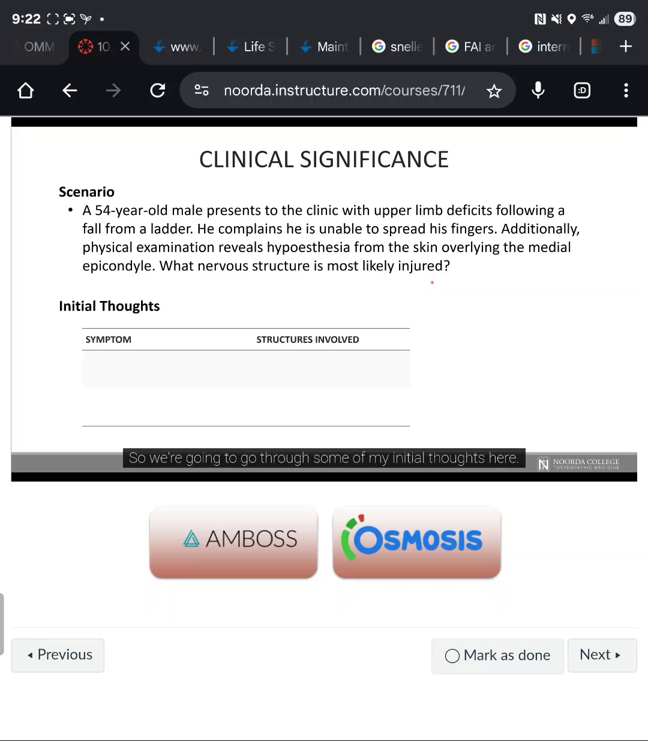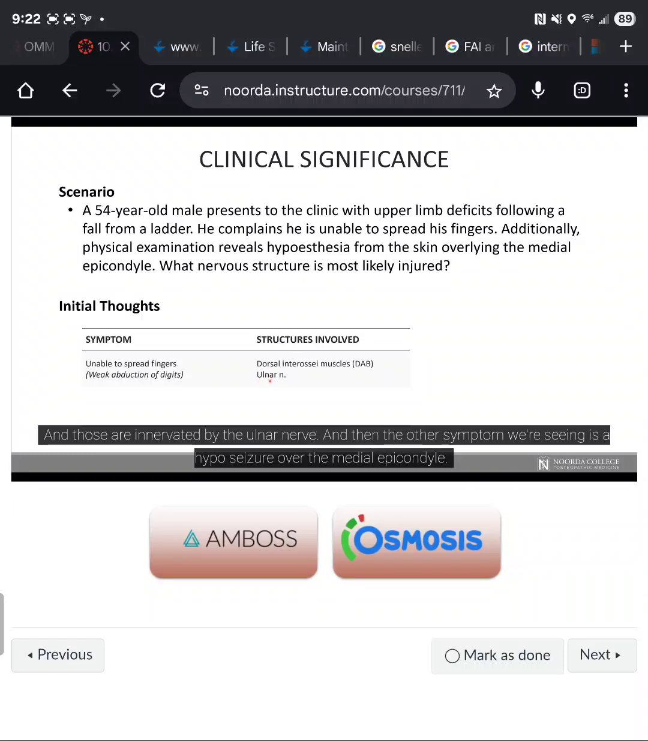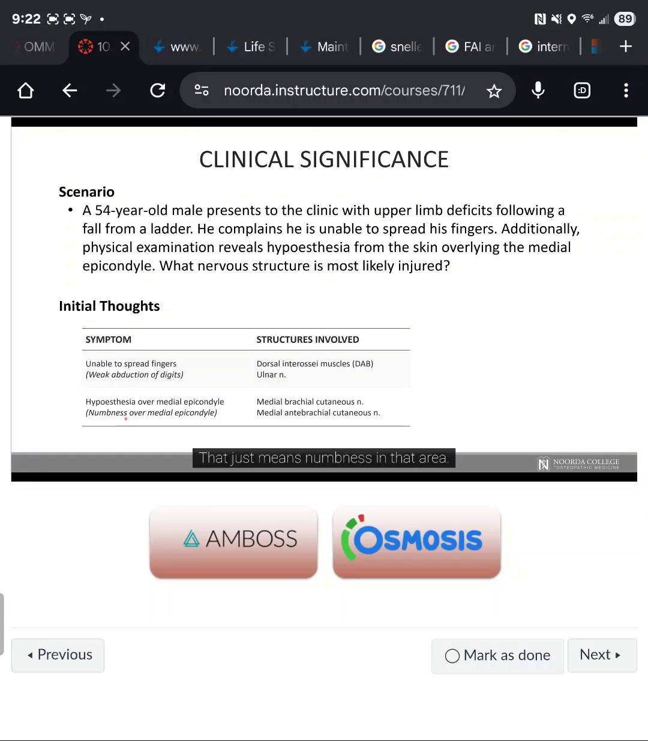So we're going to go through some of my initial thoughts here. On this, we've got the symptom of unable to spread his fingers. That probably means weak abduction of the digits. We know the dorsal interossei muscles do abduction because the DAB, dorsal do AB, and those are innervated by the ulnar nerve. And then the other symptom we're seeing is hypoesthesia over the medial epicondyle. That just means numbness in that area.